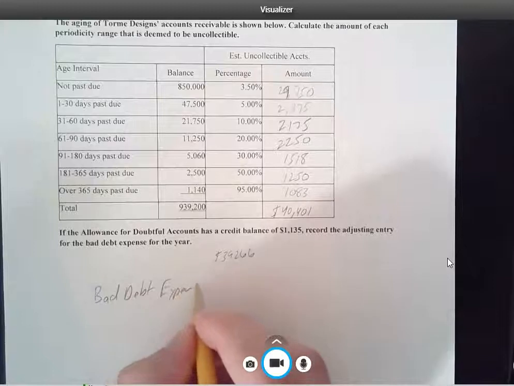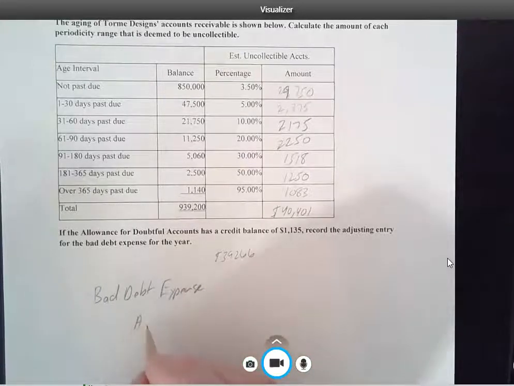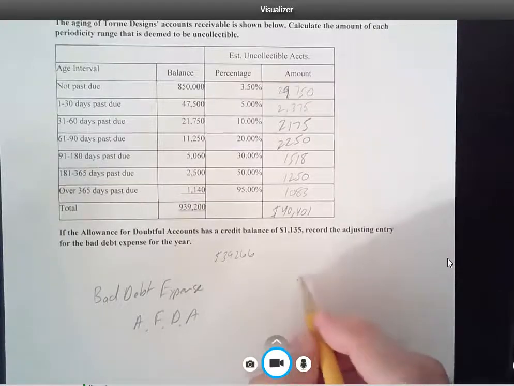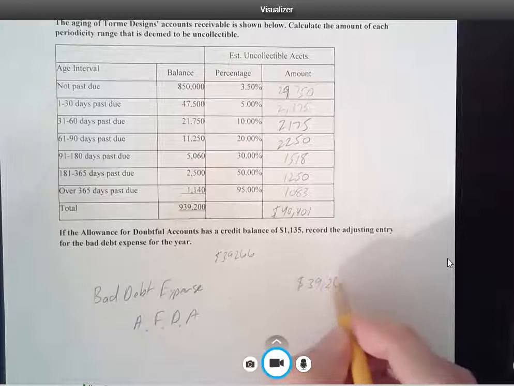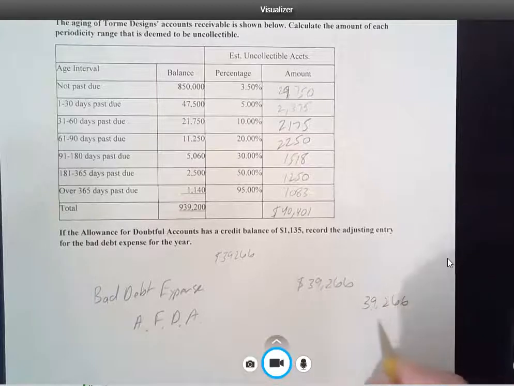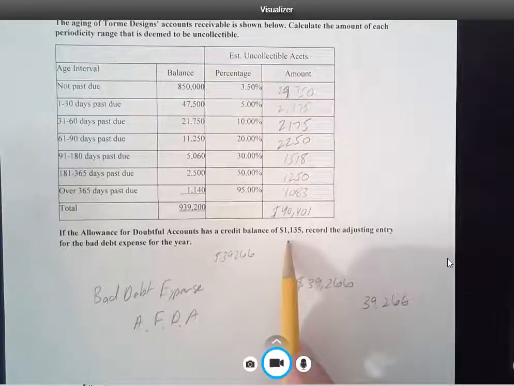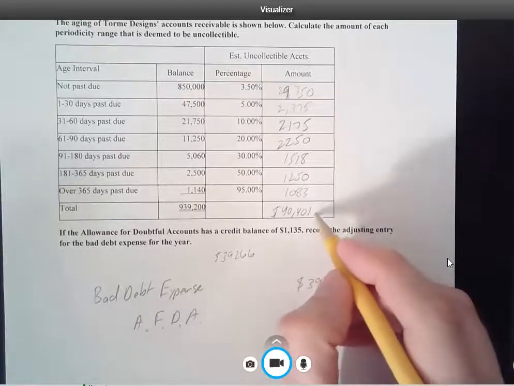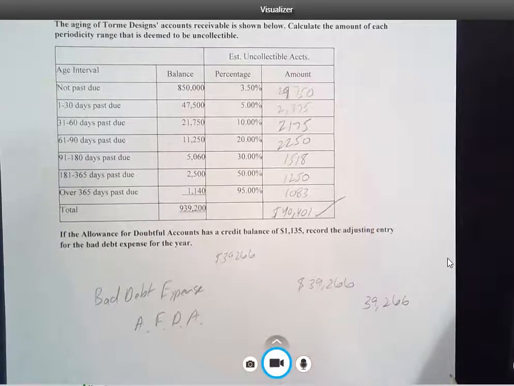So if we're going to do a journal entry, and I realize that we have done stuff like this before, I'm abbreviating completely now. Allowance for doubtful accounts. Our debit would be the $39,266. And so would our credit. And if we do that, if we go ahead and we credit allowance for doubtful accounts for $39,266, when we do that, it's going to add it to this $1,135 that's already on the balance sheet, and that's going to give us our desired $40,401.